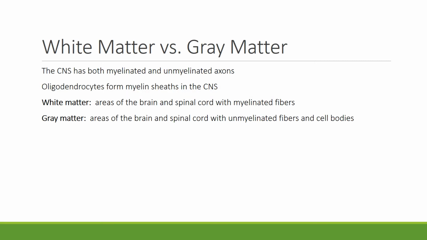The brain is composed of both white matter and gray matter. The central nervous system has both myelinated and unmyelinated axons. Oligodendrocytes form myelin sheaths in the central nervous system. White matter is the area of the brain and spinal cord with myelinated fibers. Gray matter is the area of the brain and spinal cord with unmyelinated fibers and cell bodies. Those that are myelinated are white matter, the unmyelinated are the gray matter.